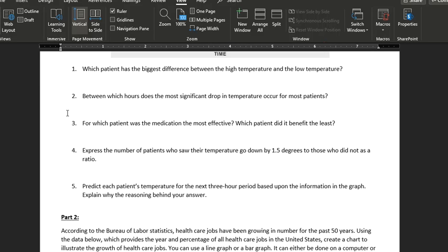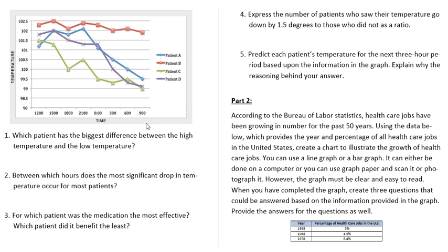Last question, number 5, deals with the graph. Predict each patient's temperature for the next 3-hour period based upon the information in the graph and explain the reasoning in your answer. So basically, we're just trying to trend what's been happening to this patient over time.